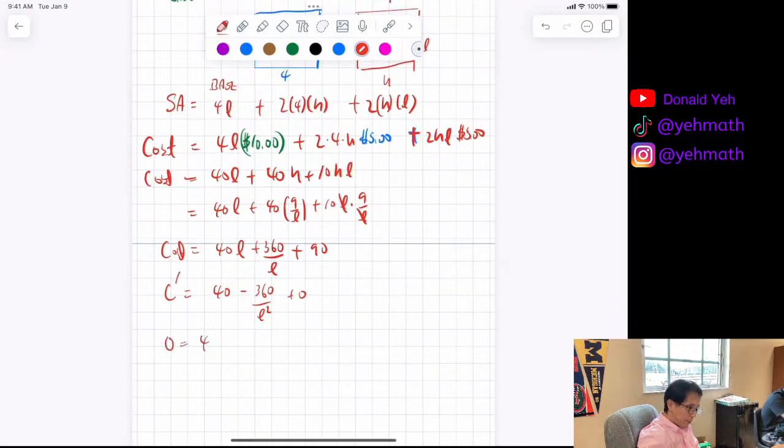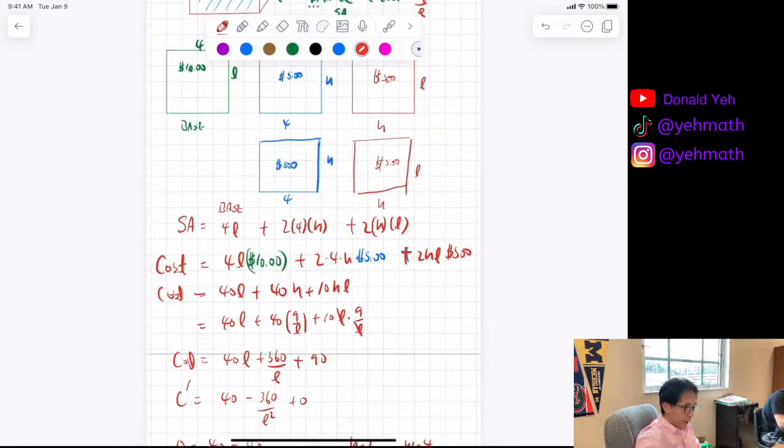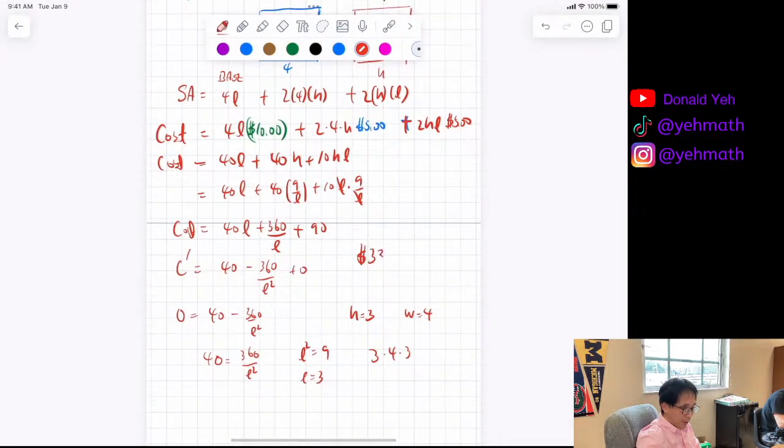So set that equal to 0. So L squared equals 9. L is equal to 3. H is also equal to 3. And the width is 4. So it'll be a 3 by 4 by 3 box. And if you plug everything in, it's going to be exactly $330.